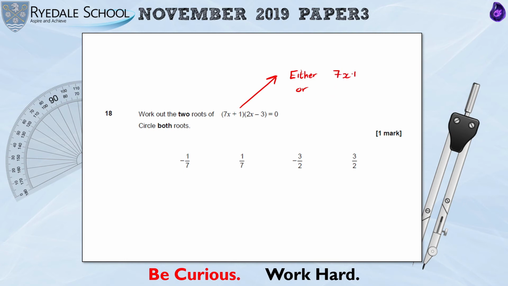So if I've got the first bracket equals 0 or the second bracket equals 0. If this one equals 0, we get an answer of -1/7. If this one equals 0, if you need to write this out, write it out. We'd have to add 3 to both sides, then divide by 2. It would be 3/2. So it's this one here, and it is this one here.